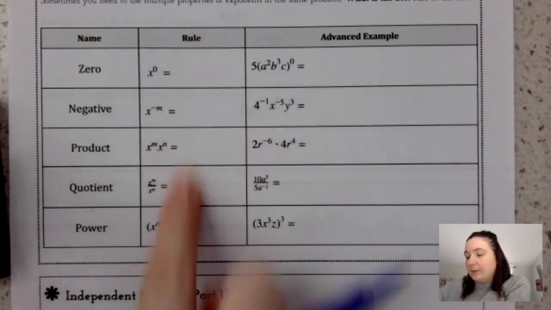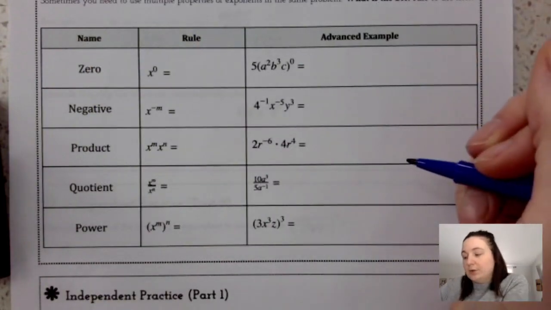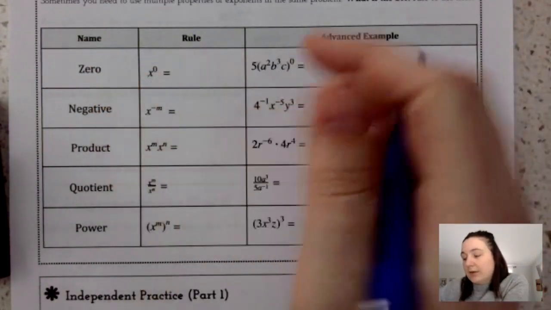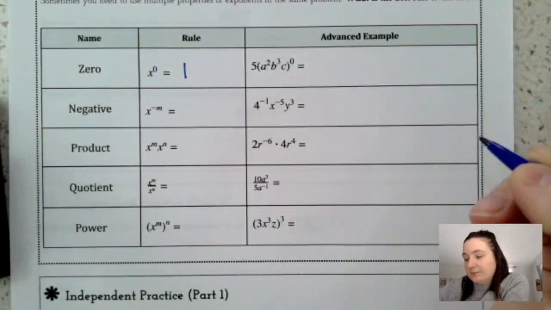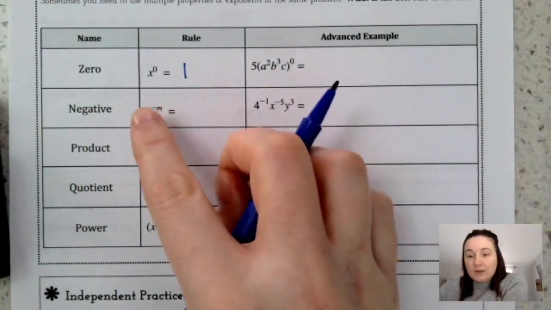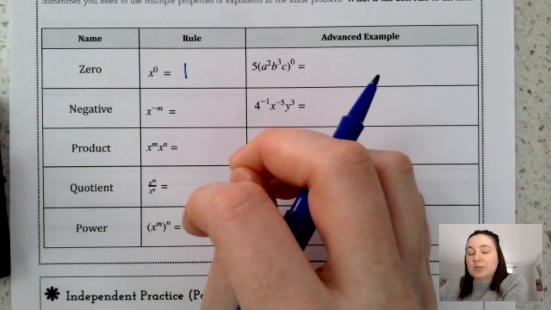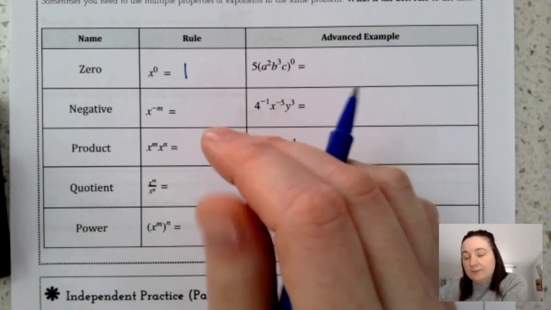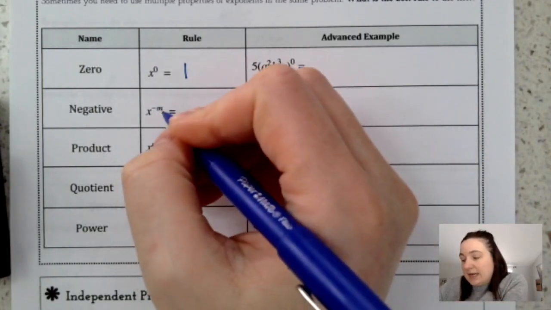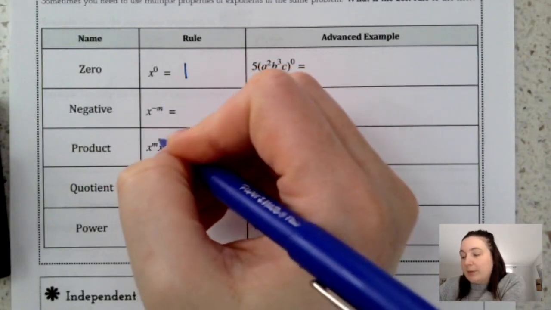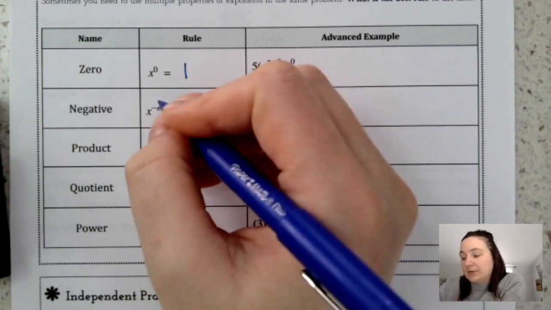So the middle column is just a reminder of what the basic rule is. So the 0 rule: anything to the 0 power is 1. The negative rule: anything with a negative power, we want to change to a positive and flip it. What that means is if it's on the top of a fraction, we move it to the bottom, and if it's on the bottom, we move it to the top.